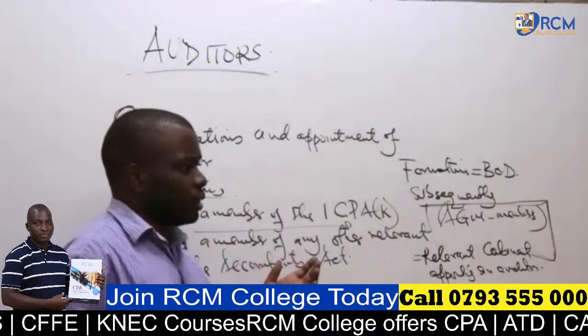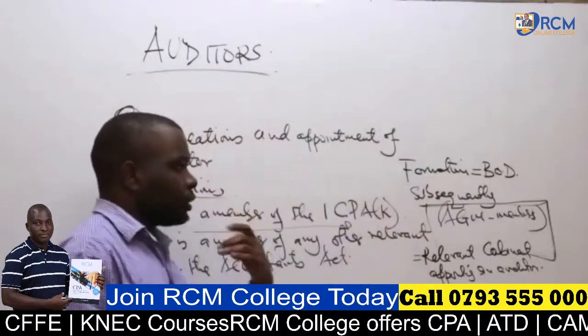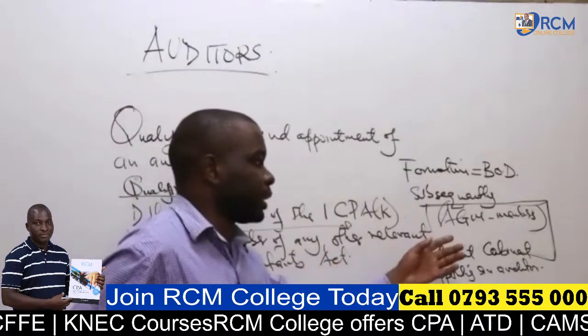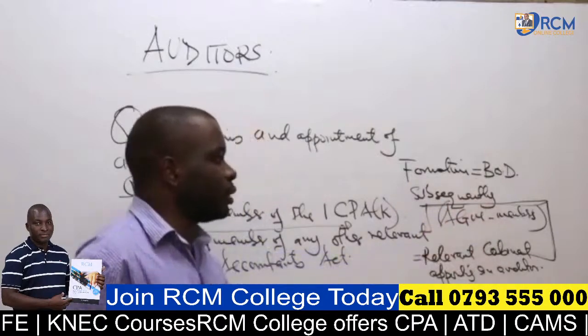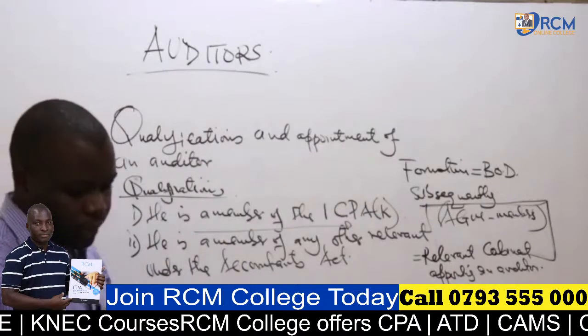But sometimes there could be a casual vacancy in the office of the auditor. Of course, the directors can still appoint an auditor in the case of that casual vacancy. But that auditor will serve until the next AGM, when the members can decide who will be the auditor of the company.